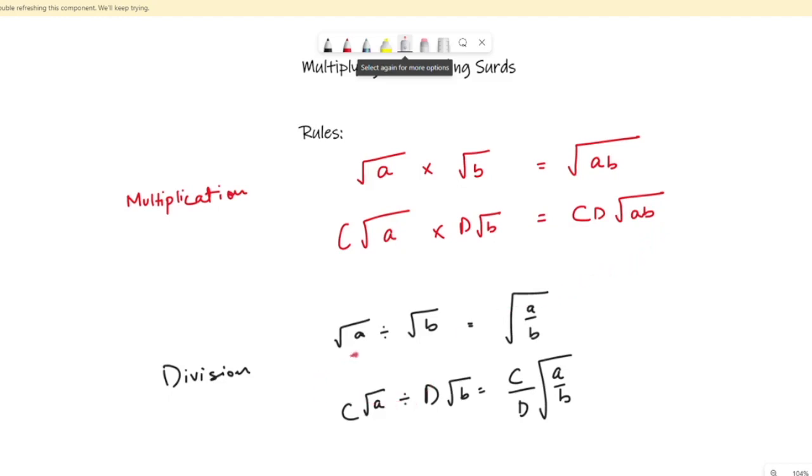Same thing goes with division. Root A divided by root B will be A over B under the root. Same thing with division if you have a whole number outside the root, so C and D: you divide C by D and write them as a fraction. And you do the same with A and B, A over B under the root. So if there is any number outside the root, you can multiply them together or divide them together, and the numbers in the root, you can bring together. Okay, so these are the rules. Let's look at some examples now.